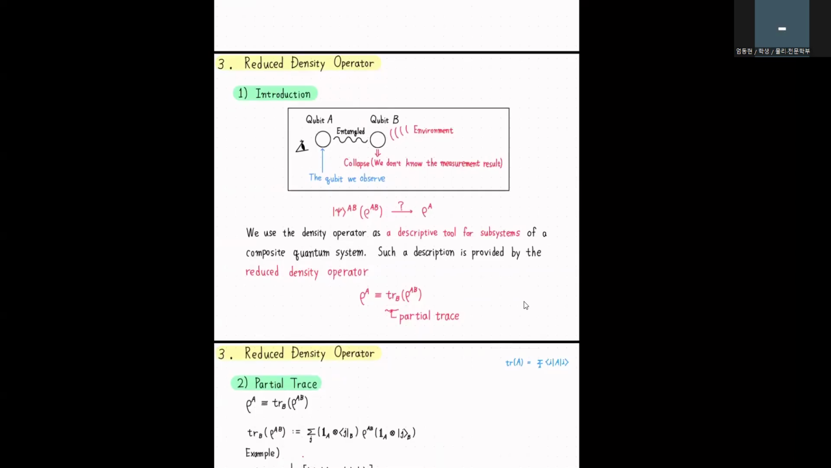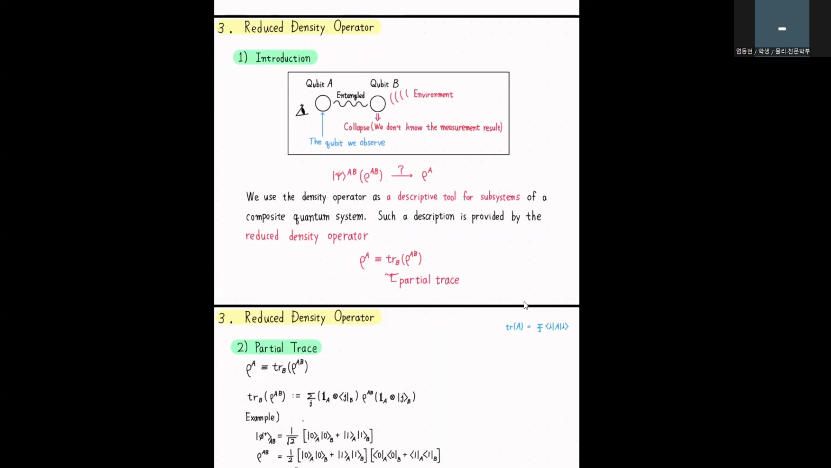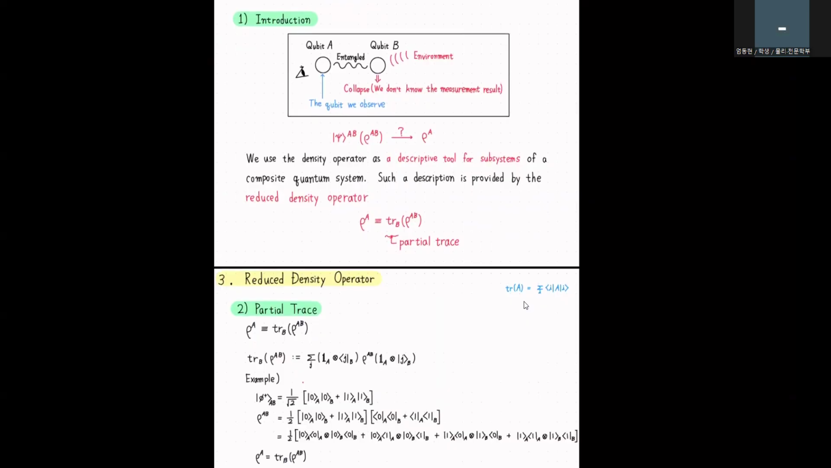Well, in this case, for mixed states, for systems comprised of many different subsystems, we can use the density operator as a descriptive tool for subsystems of a composite quantum system. And such a description is provided by what's called the reduced density operator, defined as the partial trace with respect to the opposite system.